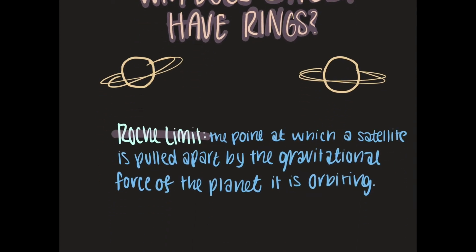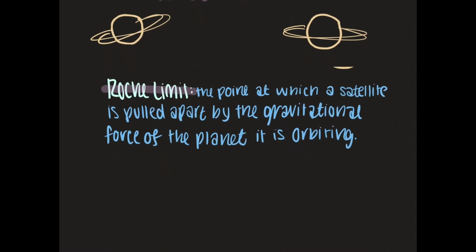So what is it exactly? We can define the Roche limit as the point at which a satellite is pulled apart by the gravitational force of the planet it is orbiting. So if we take the case of Saturn, Saturn can't have moons inside Saturn's rings because the Roche limit is the outer edge of the rings, thus meaning that everything on the inner edge of the rings has been broken up into little pieces because of the gravitational force.